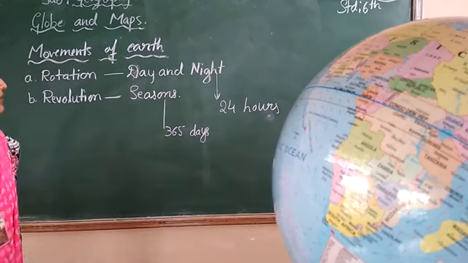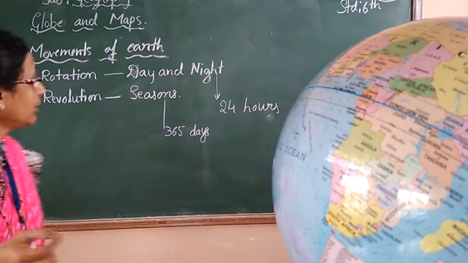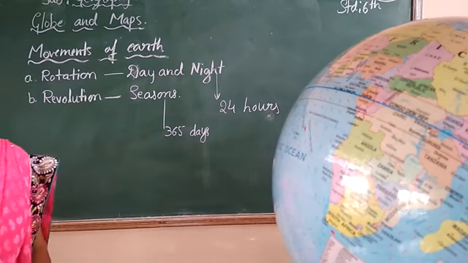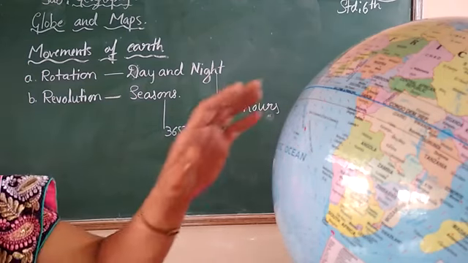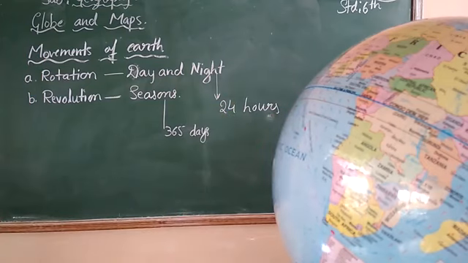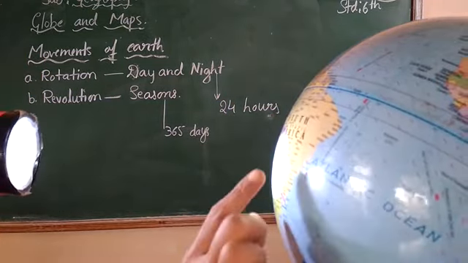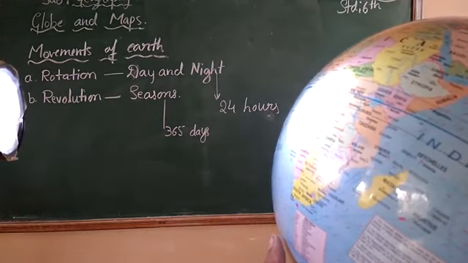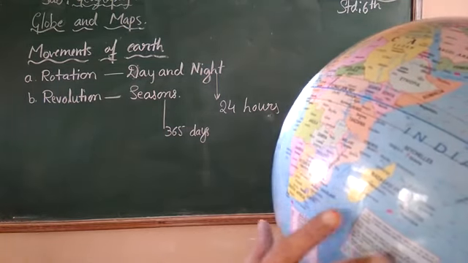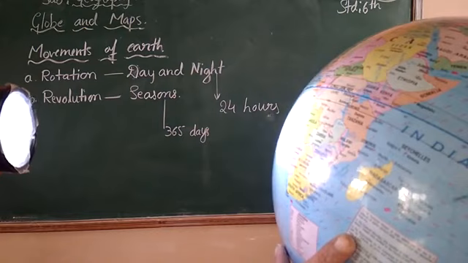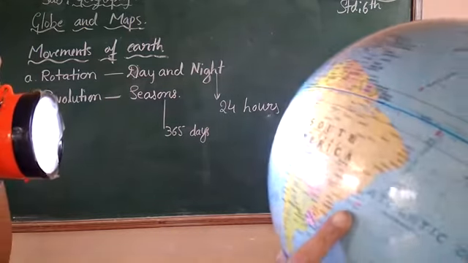How it is, I will explain with an experiment. You can see, children, I am using a globe and a torch here. See, children. Now, earth is spinning like this. That is only called rotation. To take one round, it takes 24 hours. In that 24 hours, we have day and night. Yes, no? How it happens, see here, children.